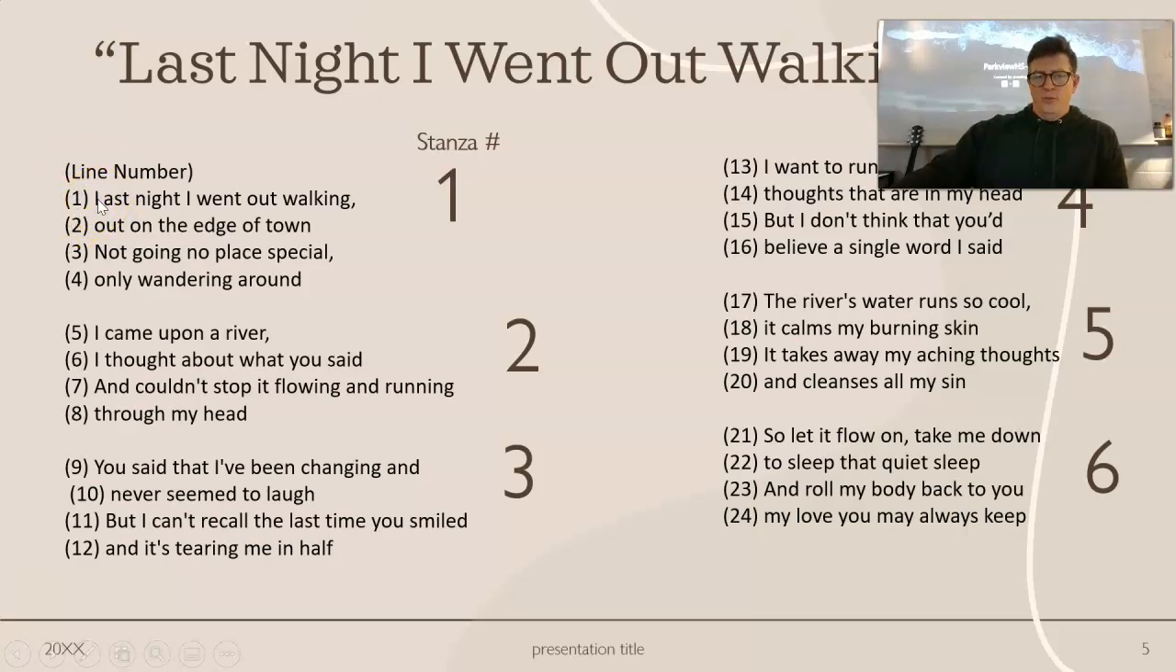So if you were to quote this entire sentence, "Last night I went out walking out on the edge of town," then in your parentheses you would have 1 to 2, because that's lines 1 and 2. If you quoted this line, "The river's water runs so cool it calms my burning skin. It takes away my aching thoughts and cleanses all my sin," maybe you want to quote that entire stanza. You would then cite 17 through 20, because you are referring to lines 17, 18, 19, and 20. So it's always important to know the line numbers, and to talk about things like stanzas, because sometimes stanzas are separated by ideas.